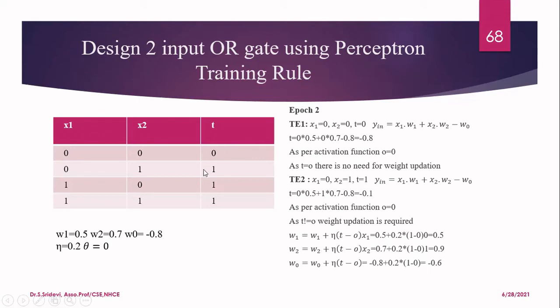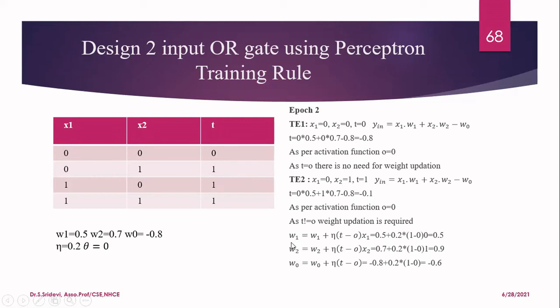Now let me consider training example 2. Again, I am going to apply the new weights. But even after applying the new weights, you can see here the value is minus 0.1. When it is minus 0.1, it is less than 0. Therefore, you will be getting the output as 0 only. But the expected output is 1. You are getting the output as 0. So what you have to do is, again, update the weights.